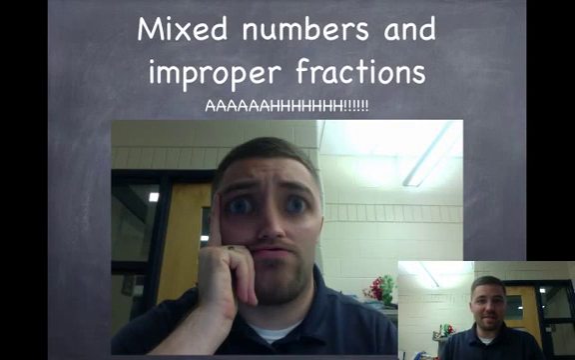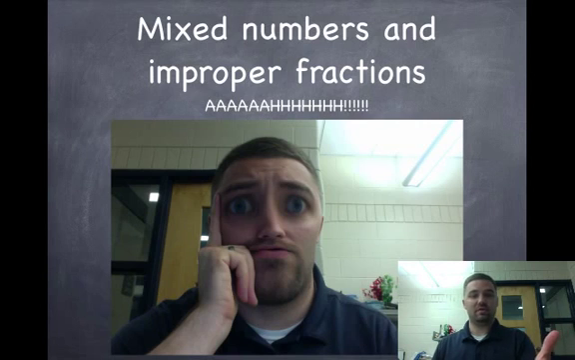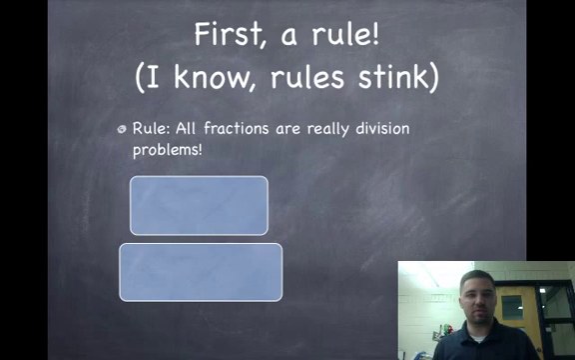Mixed numbers and improper fractions. So you've probably learned already that there's a connection between mixed numbers, things like 2 and 1/3, and improper fractions, things like 22 over 7. Okay, so let's look at them a little bit closer.